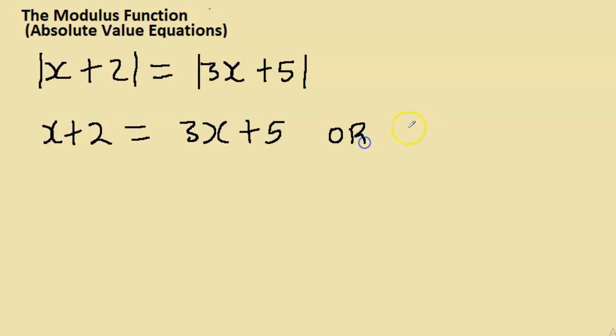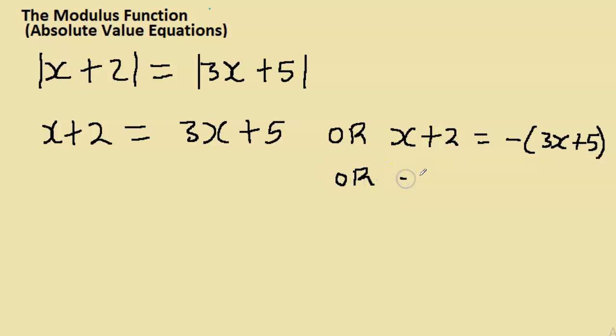or x plus 2 is the negative of 3x plus 5, or vice versa, or the negative of x plus 2 is equal to positive 3x plus 5.